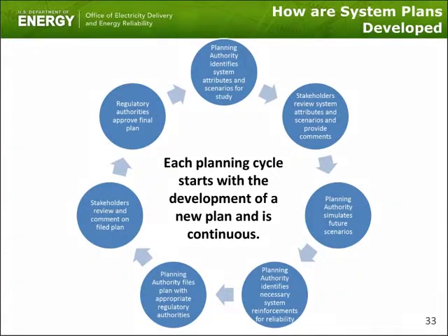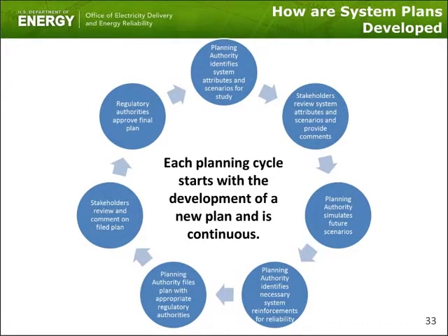The planning cycle, once started, is continuous and builds upon the results of previous studies and analysis, which could indicate system issues which require mitigation or future system needs to maintain reliability. Starting at the top and moving clockwise through the graphic, the cycle begins with the planning authority identifying the current and necessary future system attributes, i.e. facilities expected to be in service, and the scenarios to study.